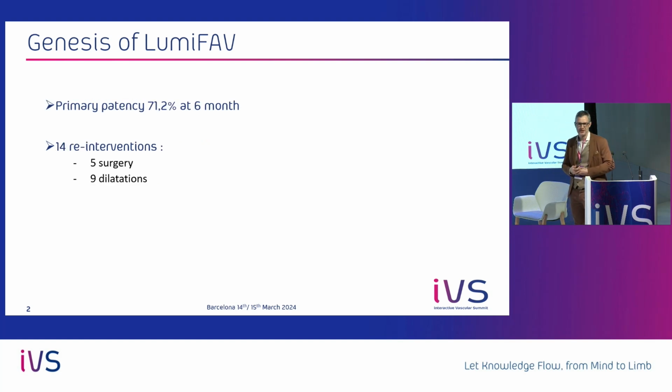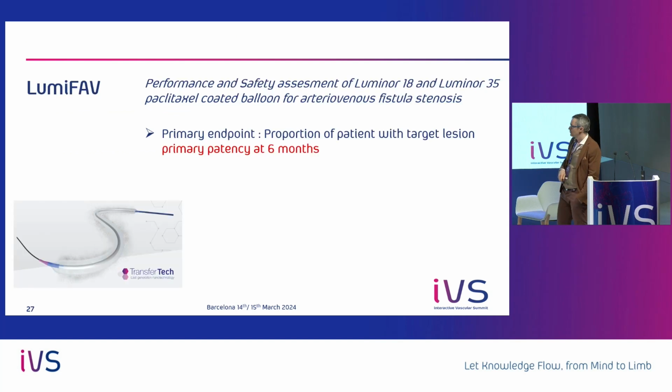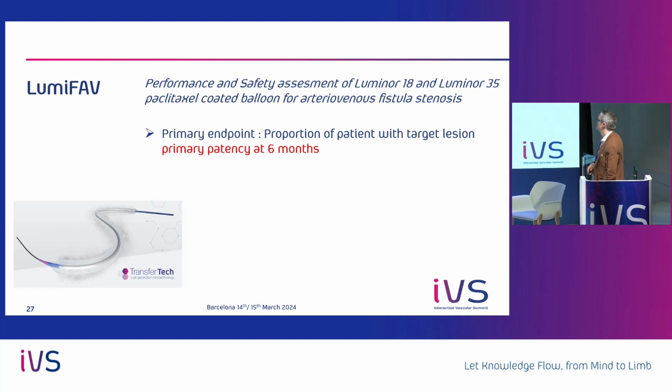And after 1 year, good primary patency, 60% primary patency at 6 months. It's the classical rate for this stenosis. Reintervention after 8 or 9 months, surgery, or even another dilatation. That's why after this little study, we try to make Lumifab. Lumifab to test the performance and safety of Luminor in arteriovenous fistula stenosis.